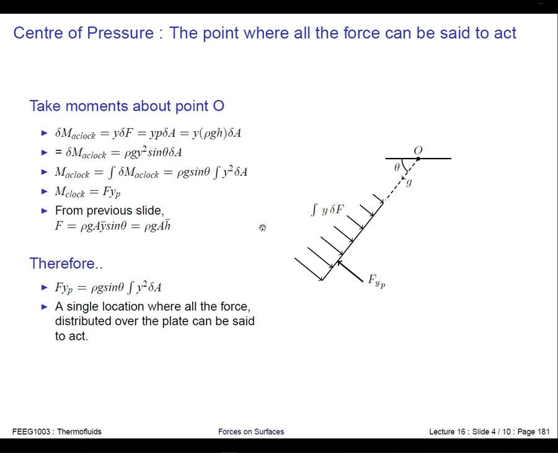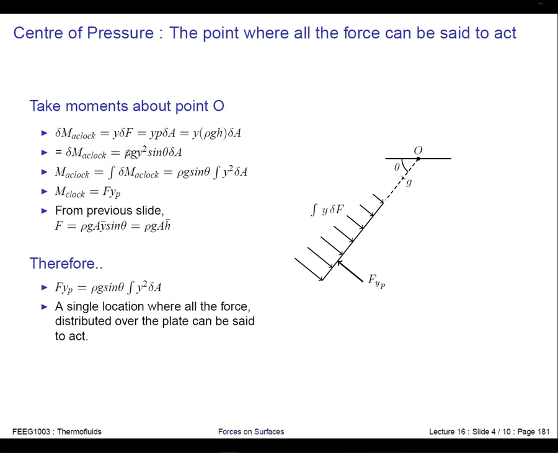So what we have to do is work out our elemental moment distribution. If we take this particular force acting at this particular distance y, this y dF would be the moment at this particular point. And we can work out a whole series of these elemental moments, and then we could integrate them to work out the total moment on this side of the plate. And this is what we are doing here.